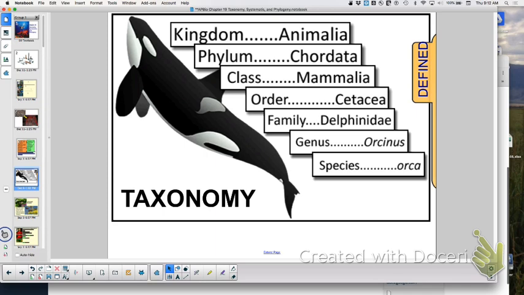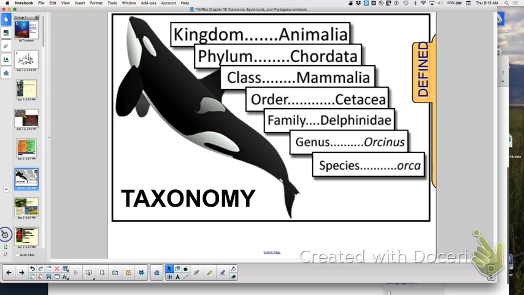Domain, kingdom, phylum, class, order, family, genus, species. What is the most inclusive category? Domain. Most exclusive? Species. And Linnaeus gives the binomial nomenclature. What does bi mean? Two. So you use the genus species name. Like you are a Homo sapien, so Homo is your genus.